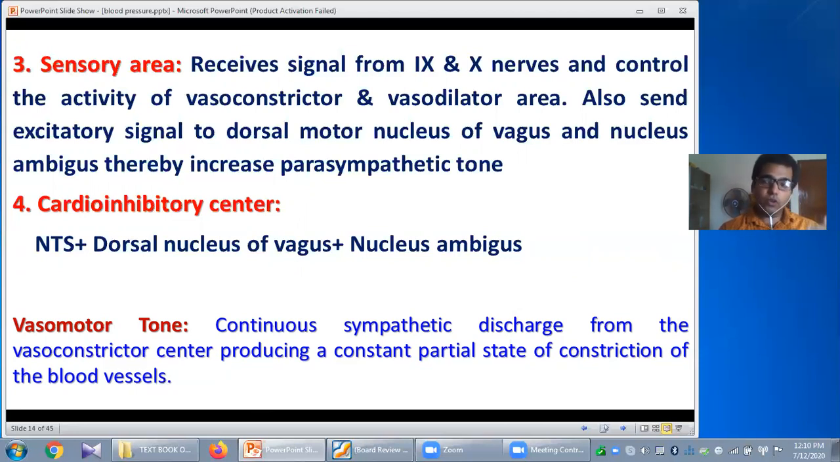If the vasomotor tone increases, that will constrict the blood vessels and reduce the caliber of the vessels. And when this vasomotor tone decreases, the vessels will dilate, that means increase the caliber of the blood vessel, and thereby it can regulate the peripheral resistance and also blood pressure.